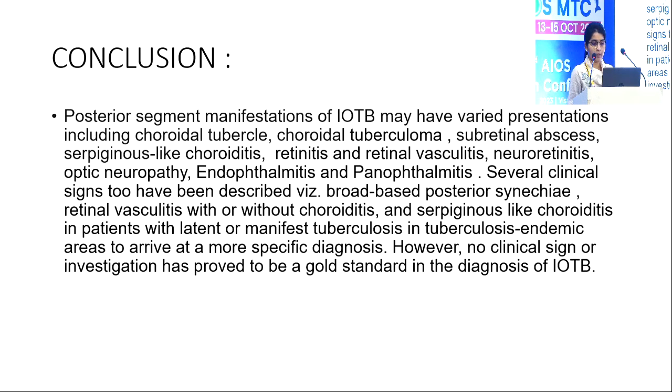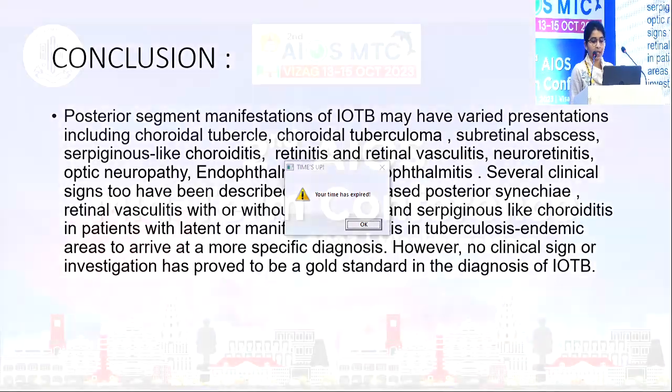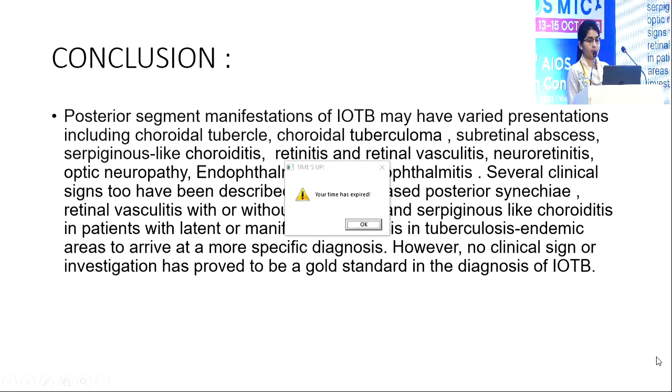Conclusion: intraocular TB may have varied presentation including choroidal tubercle, choroidal tuberculoma, subretinal abscess, retinitis and retinal vasculitis, neuroretinitis, optic neuropathy, endophthalmitis and panophthalmitis. Several clinical signs too have been described, namely posterior synechiae, retinal vasculitis with or without choroiditis, and serpiginous-like choroiditis. Thank you.